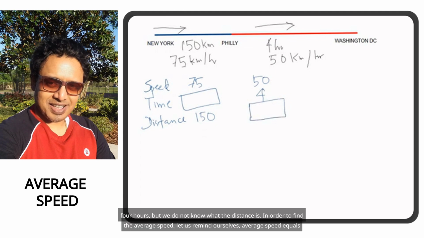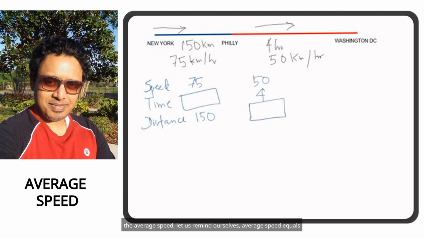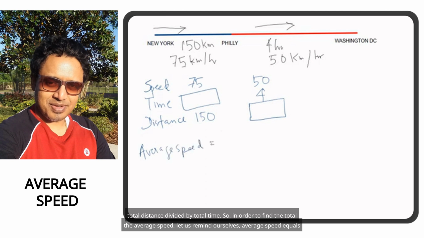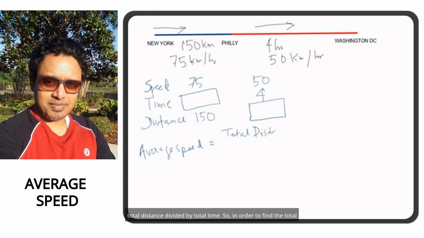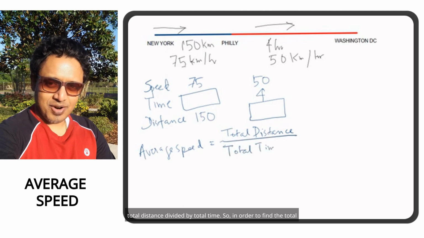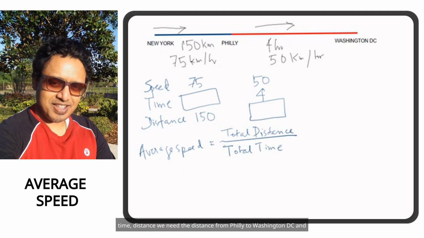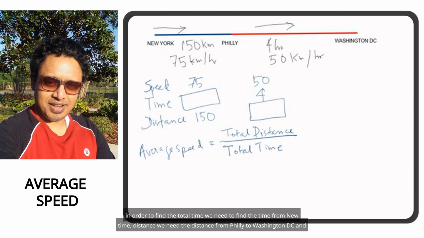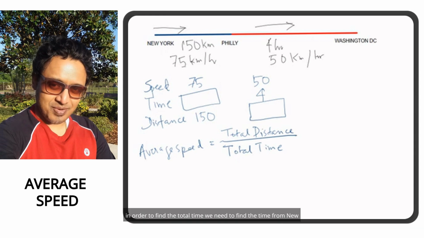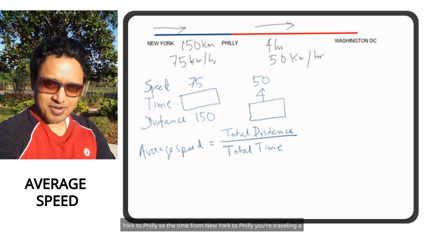In order to find the average speed, let us remind ourselves, average speed equals total distance divided by total time. So in order to find the total distance, we need the distance from Philly to Washington, D.C. And in order to find the total time, we need to find the time from New York to Philly.